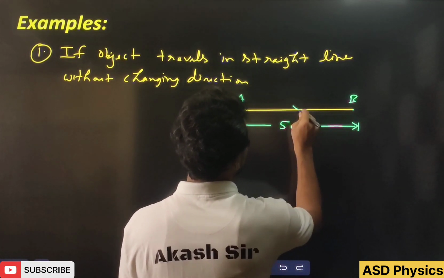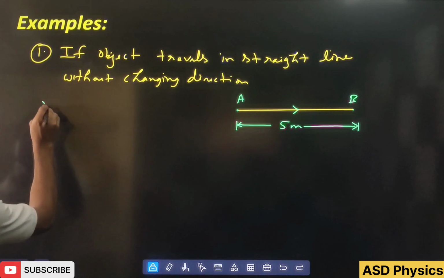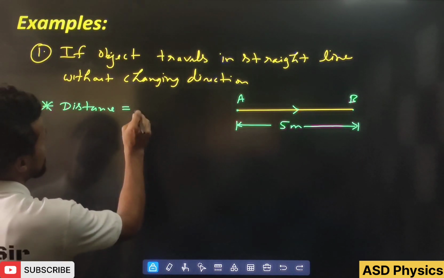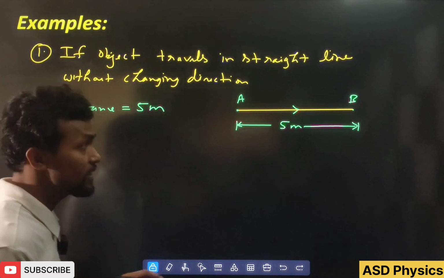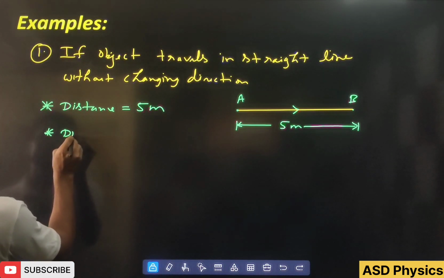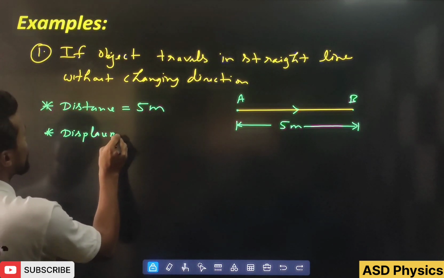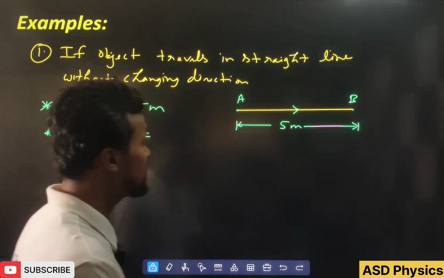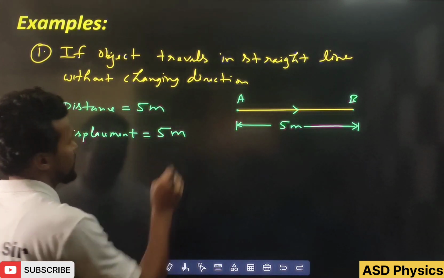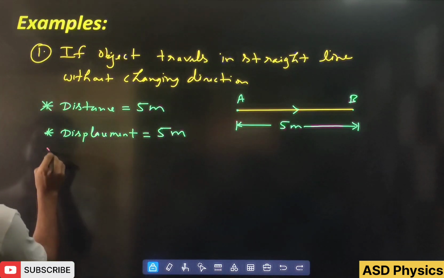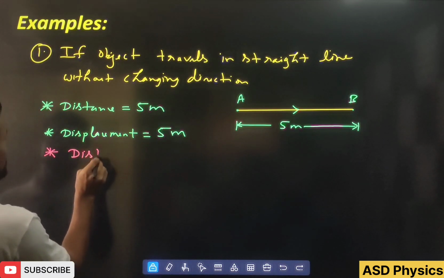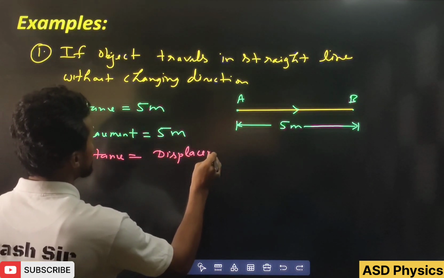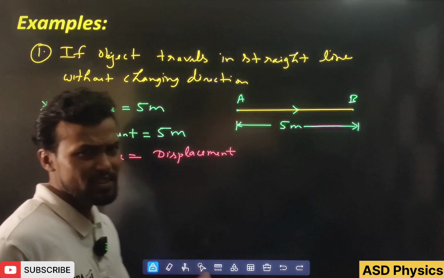Now in this situation, when it is moving from A to B, students, can you tell me what is the distance? Distance means actual path length. That means actual path length, how much here? 5 meter. Okay, and if we talk about the displacement, when it is traveling in a straight line without changing direction, then the displacement will also be how much here? 5 meter. Okay, so in this situation, students, we can tell very well this distance will be equal to displacement. Okay, this distance will be equal to displacement. Okay, even the displacement can be a vector.